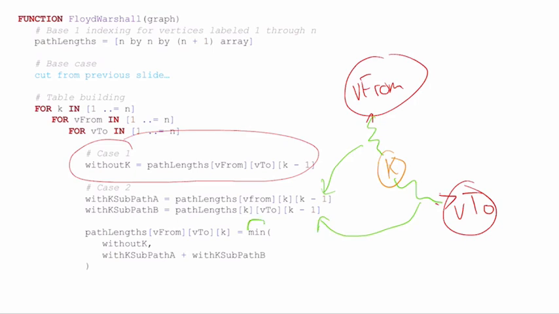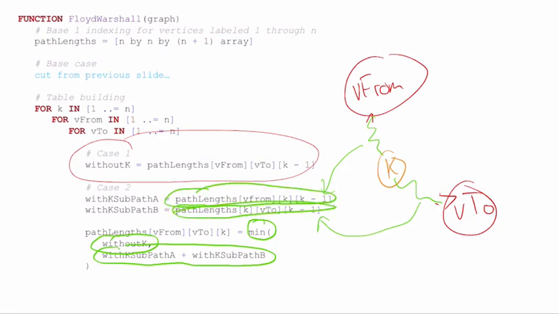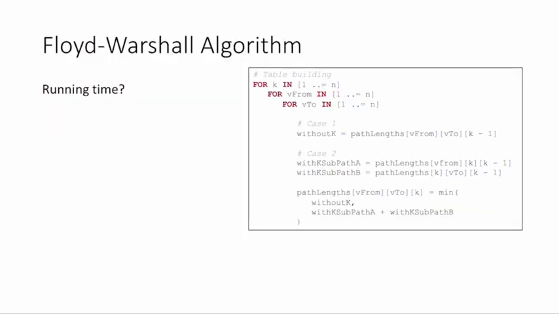So what we want to do is figure out the minimum. Is the path minimized by not using k, or is it by using k and these two subpaths that are also both optimal? So we know that this path here is optimal and this path here is optimal, and we're adding them together. All right, so that's the Floyd-Warshall algorithm.